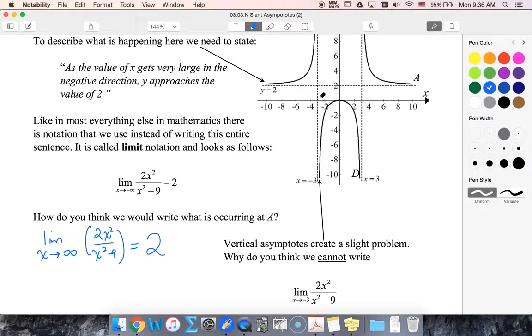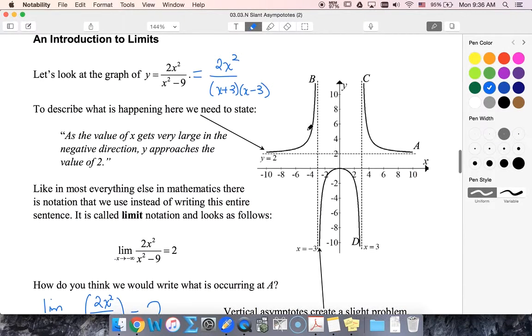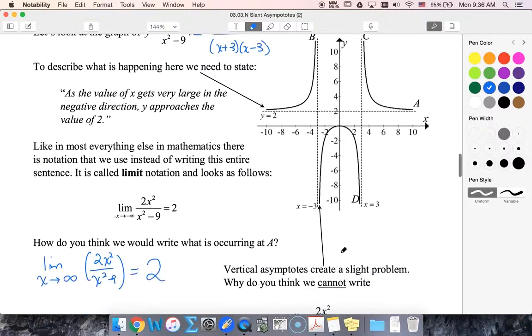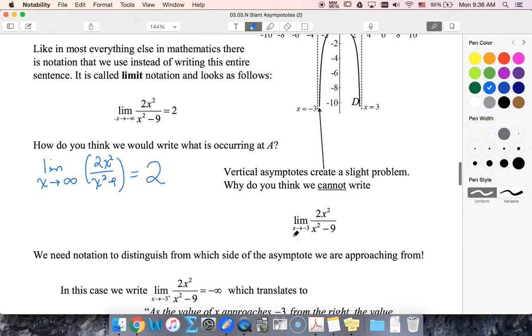Looking at what's happening as x gets closer to negative 3 is a bit of a problem, because as x gets closer to negative 3 from the left side, my y value is getting closer to positive infinity. As I approach negative 3 from the right side, though, now my y value is approaching negative infinity. So we have to split this up, because writing it this way, as x approaches negative 3, there are two different answers. So instead, we describe approaching negative 3 from the left or the right.